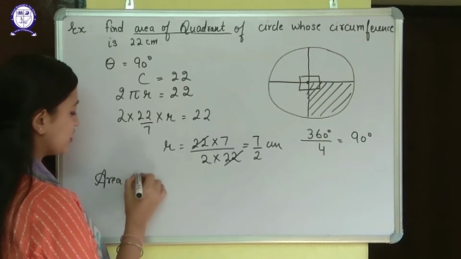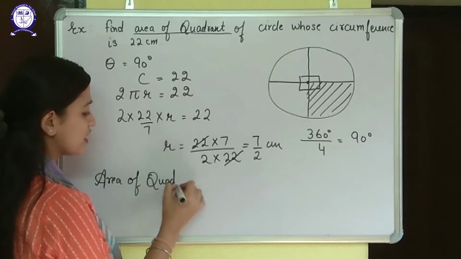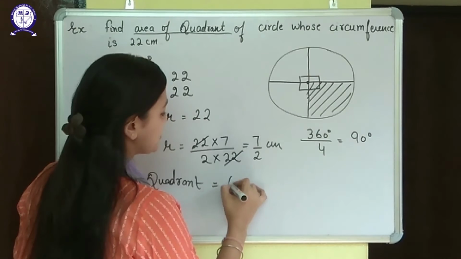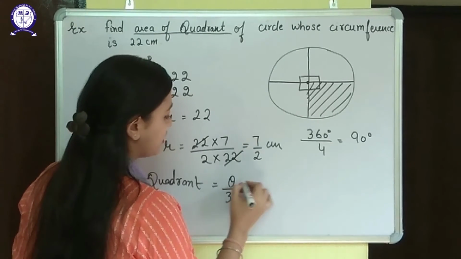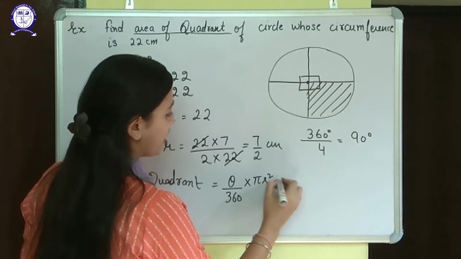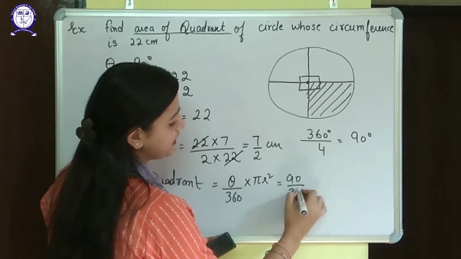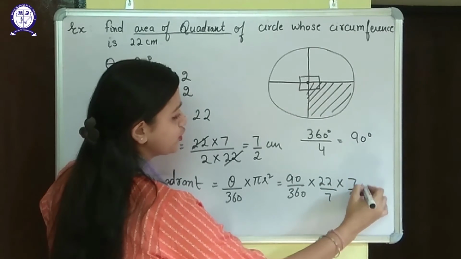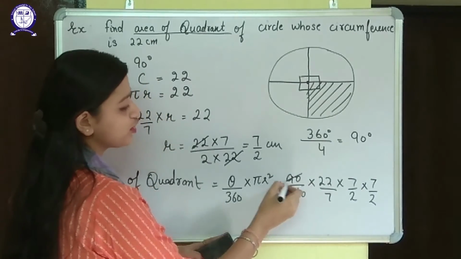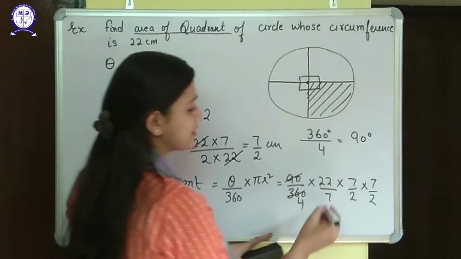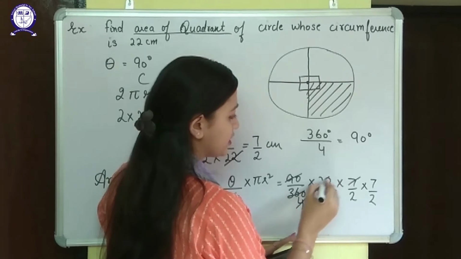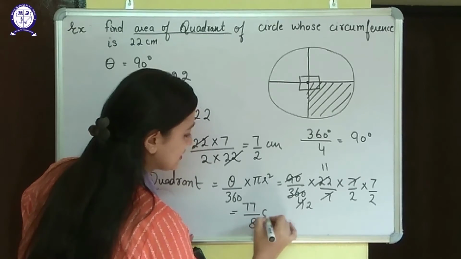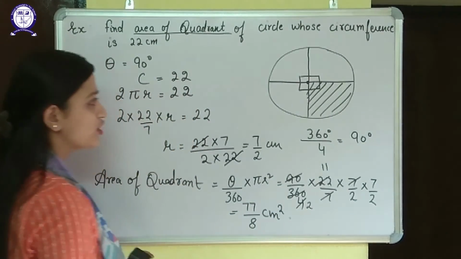Area of quadrant. You will write area of quadrant here because it asks for that. Also you can write sector. Okay. This is theta upon 360 into pi r square. So 90 upon 360, 22 upon 7, 7 upon 2, 7 upon 2. Okay, so first of all 90 will cut it at 4, 7 and 7. This is my 2, this is my 11. So my answer will be 77 upon 8 centimeter square. So this was my question.